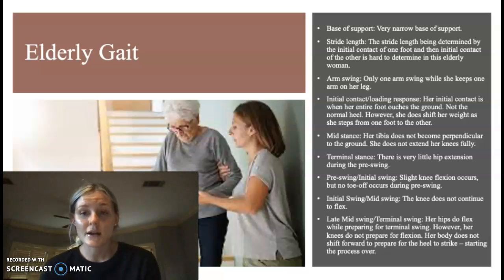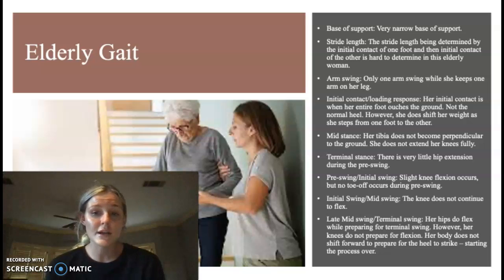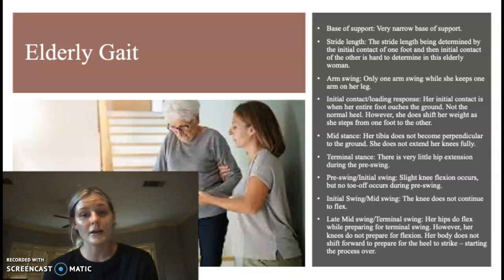For the initial contact to loading response, her initial contact is when her entire foot touches the ground, not just her normal heel. For the mid stance, her tibia does not become perpendicular to the ground. She does not extend her knees fully.